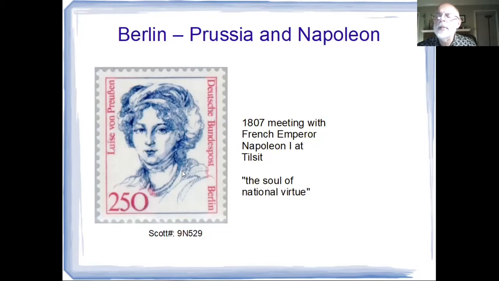Now, there's one definitive that was issued still in Berlin at the time with Louise von Preußen. Now, that was a series of famous German women. She was famous because in 1807, after Prussia was occupied by France, Napoleon met with her in Tilsit, which was a town in eastern Prussia, today mostly part of Poland. But she was able to soften Napoleon so that the occupation would not be as harsh as it could be. And she was referred to as a soul of natural virtue.